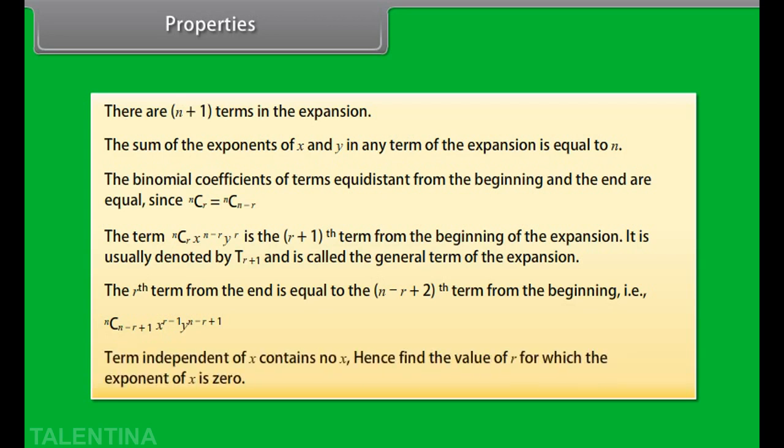The term independent of x contains no x. Hence, find the value of r for which the exponent of x is 0.